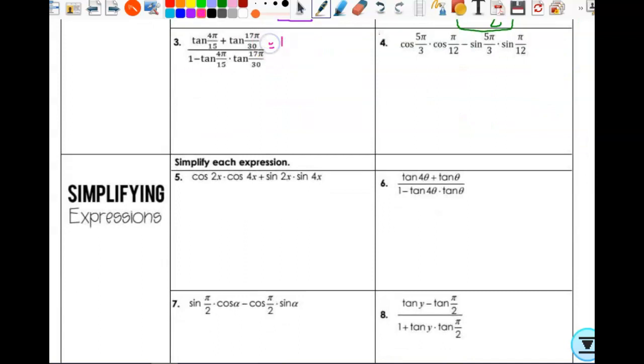So we get the tangent of 4 pi over 15 plus 17 pi over 30. And then I'll let you finish that one up.